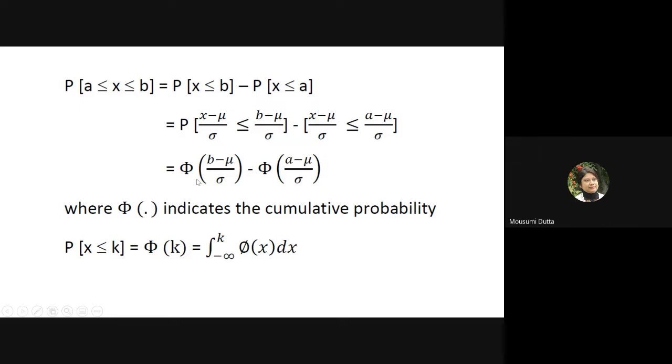Small phi indicates the probability function. Capital phi indicates the distribution function. Capital phi indicates the area. Small phi indicates probability at a point. So capital phi is equivalent to capital F, whereas small phi is equivalent to small f.